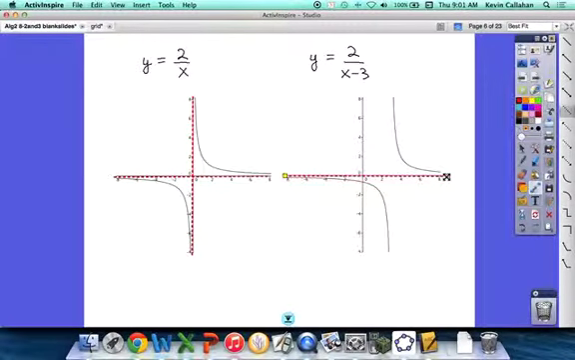Right. Does that move the vertical asymptote? If I move the whole graph 3 to the right, doesn't that move the vertical asymptote too? I mean, look at over here. Does it look like the asymptote is still here? No. It looks like it's got to be somewhere over here, and it is. Right? It's got to be somewhere like that.